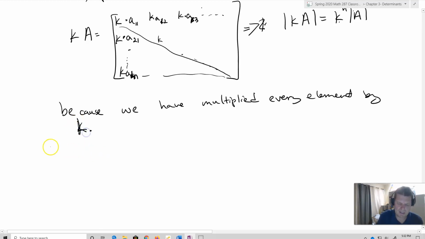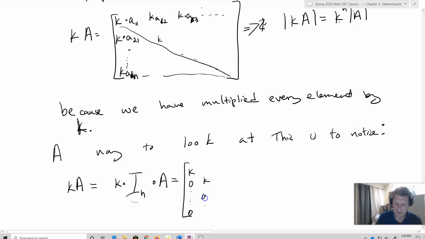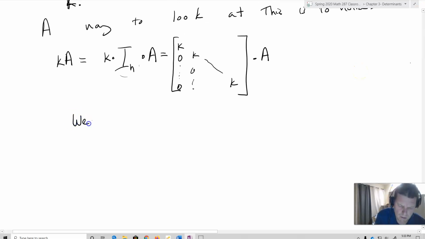Now, a way to look at this is to notice, and this is going to come up a lot, especially later on in the course, that KA is equal to K times the N by N identity times A. Basically, you take K, the scalar, multiply it by the identity, and then multiply it by A, and that gives me what I'm looking for. This matrix has Ks down the diagonal and zeros elsewhere, times A. We know the determinant of K times IN.